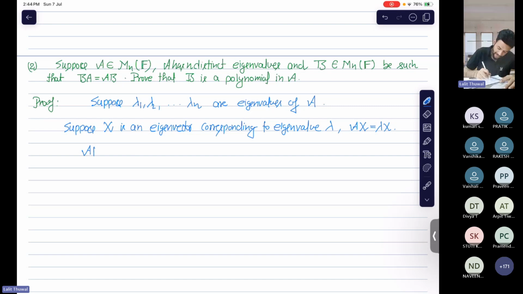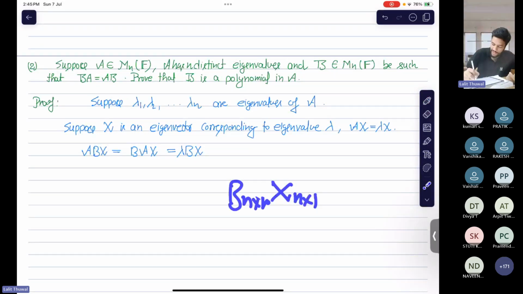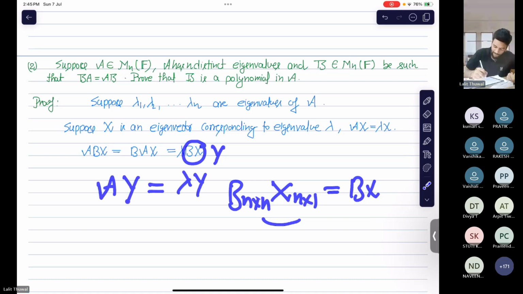So what I said, that ABx is equal to, because A and B commute, we can write this equal to BAx. So from here, because Ax is lambda x, lambda we can take out, right? So this comes out to be lambda Bx. Now x is an n cross 1 vector, B is an n cross n matrix, so Bx is again an n cross 1 vector, right? So write this as y: A y equals lambda y.